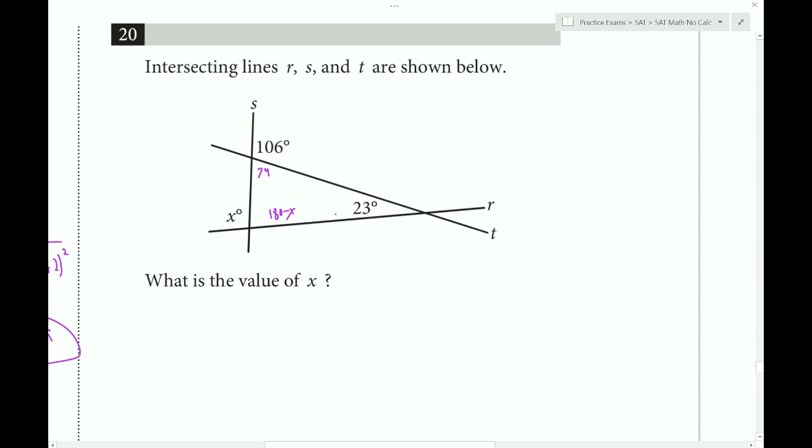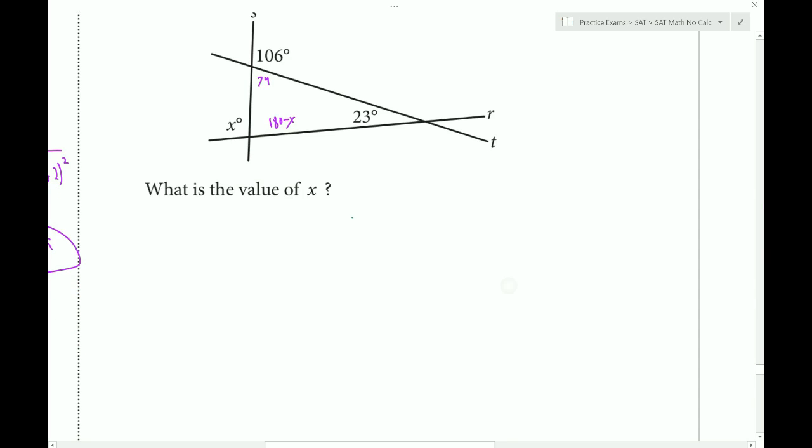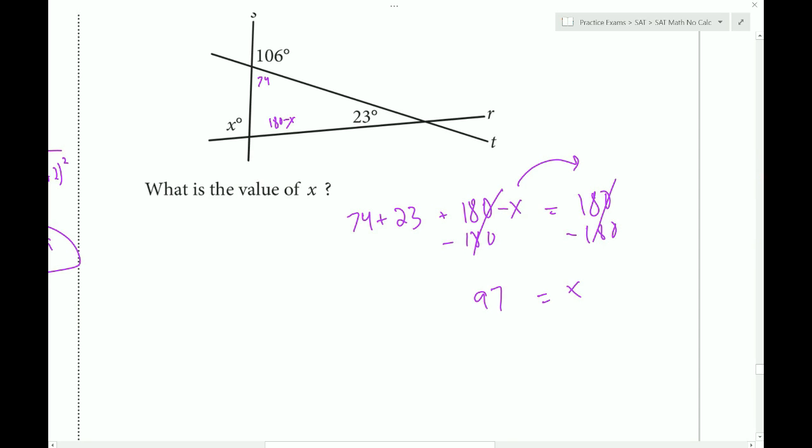And finally, these three inside have to add up to 180. 74 plus 23. Right. Now I could subtract 180 from both sides. That would kill this. And you could swing the x to the other side. And then you can add these numbers together. You get 97 for x.